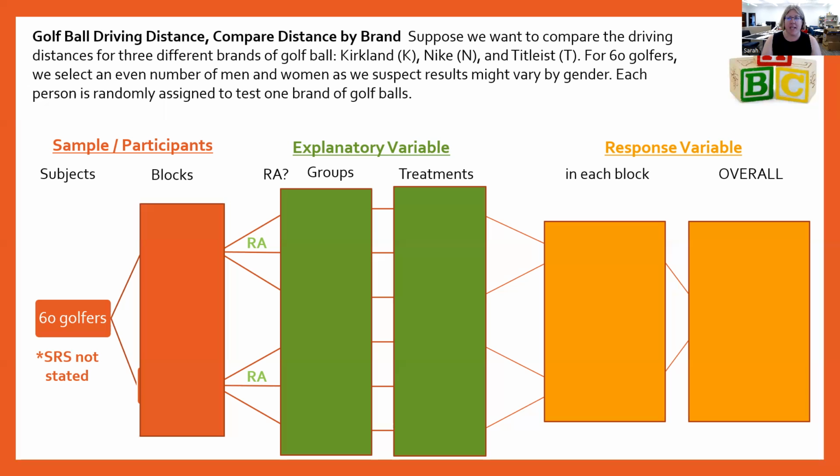Then we need to look at the blocks. So it says that they suspect those results might vary by gender. So they split them up. They had an even number of men and women. So that 60 will get split in half. So we have 30 men and 30 women.